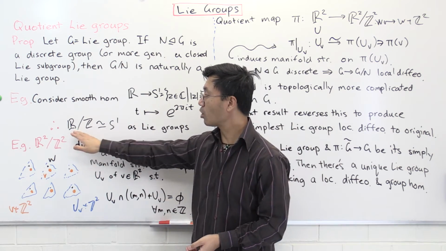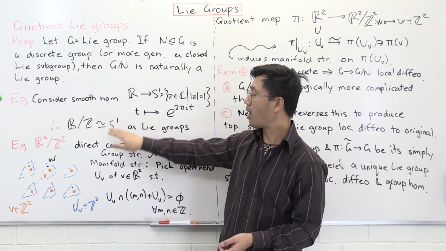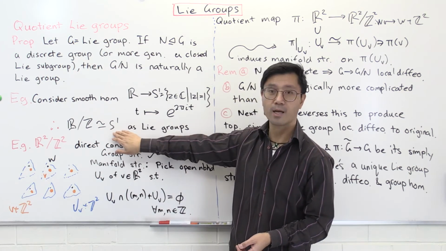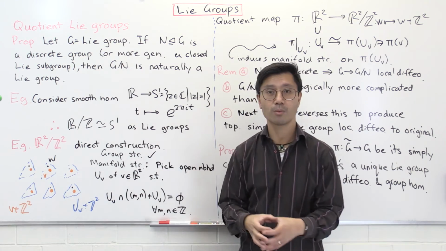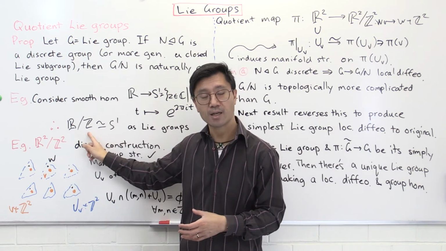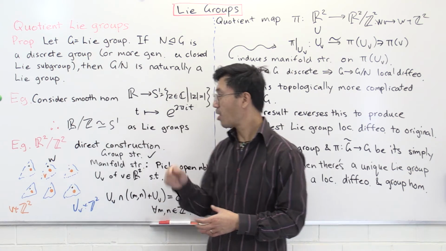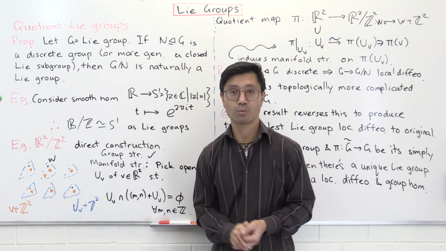But the same is not true of this quotient R mod Z. What is the quotient of R by the Z here? When you take that quotient, it's going to be this circle. This circle is not contractible. In fact, it has a non-trivial fundamental group, and the fundamental group is actually Z. So in fact, this R is the simply connected cover of this S1.